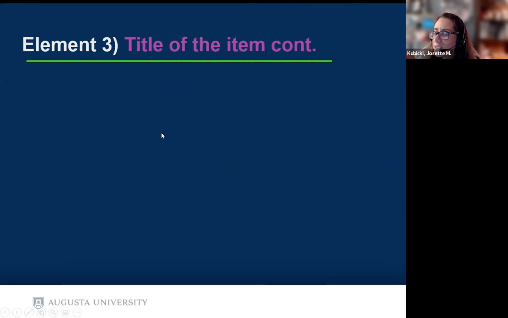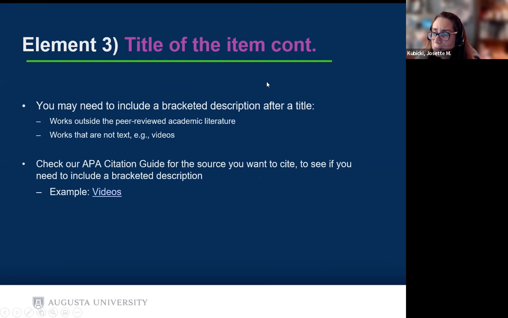All right. So continuing on with the element of the title, you may need to include a bracketed description after the title. This tends to be for works outside of the peer-reviewed academic literature and works that are not text-based, for example videos, images, that kind of thing. Again, to figure out when you need to include a bracketed description, check our APA citation guide or the APA style manual on the type of source and see whether it needs a bracketed description with it.